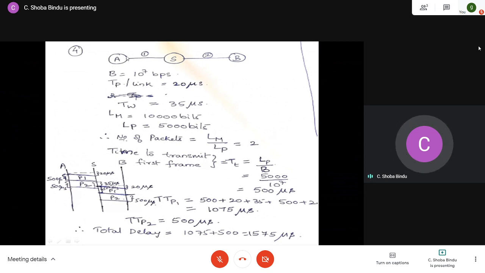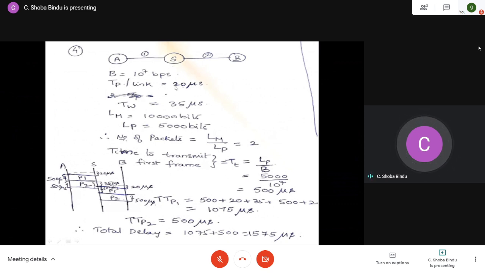So the first bit starts at time 0 at A. Then it takes 20 microseconds, as given, to reach S. Subsequently all the bits will take 20 microseconds, one after the other, to reach S. So the propagation delay is 20 microseconds. All the bits of this packet will be received at S by 500 plus 20 microseconds. By 520 microseconds, all the bits will have reached the switch.